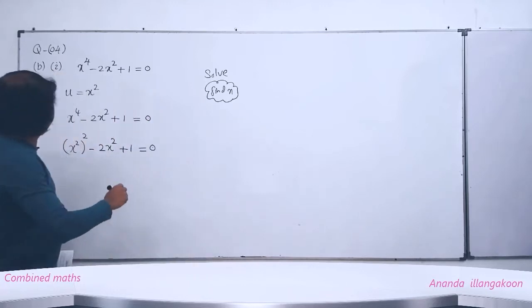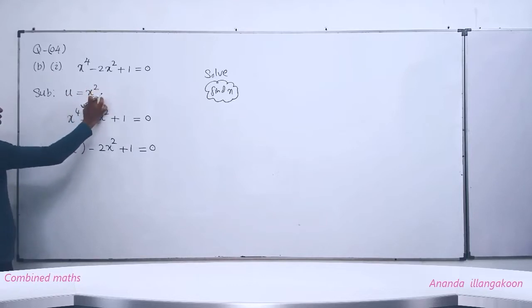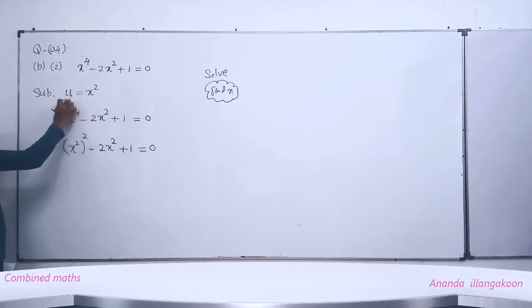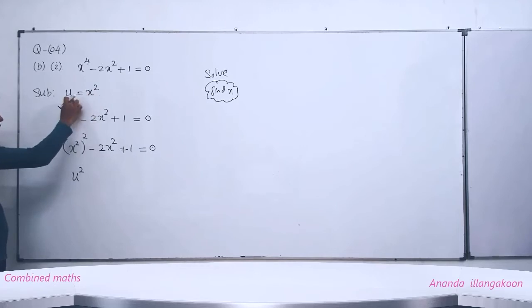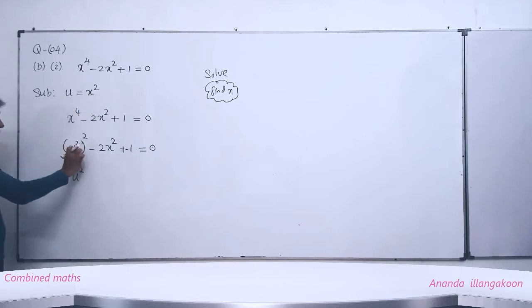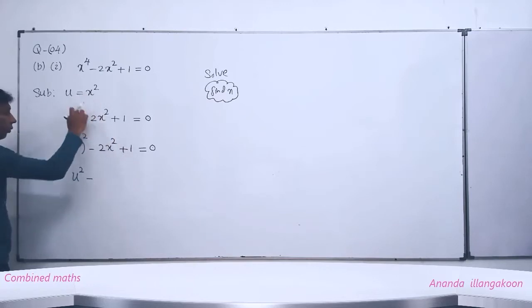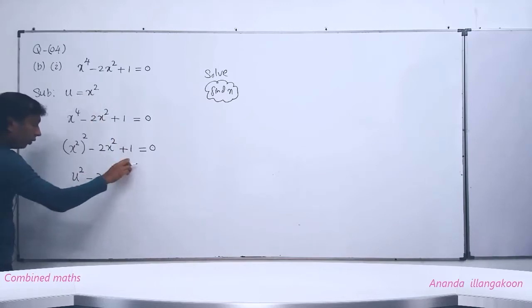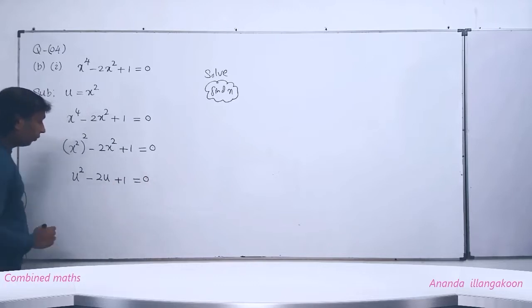Now, we are given a substitution u equals x squared. That means for every x squared, we have to put u. So this becomes u squared, and x squared is u now. Then u squared minus 2u plus 1 equals 0.